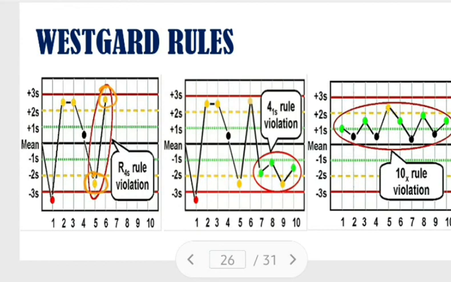Next, we have the 41S rule violation. So it happens if four consecutive control values exceed either positive 1SD or negative 1SD. So the values must all be in the same direction. It is either on the negative side of the mean or the positive side of the mean. Next, we have the 10x rule violation. It happens when 10 consecutive control results all lie on the same side of the mean.